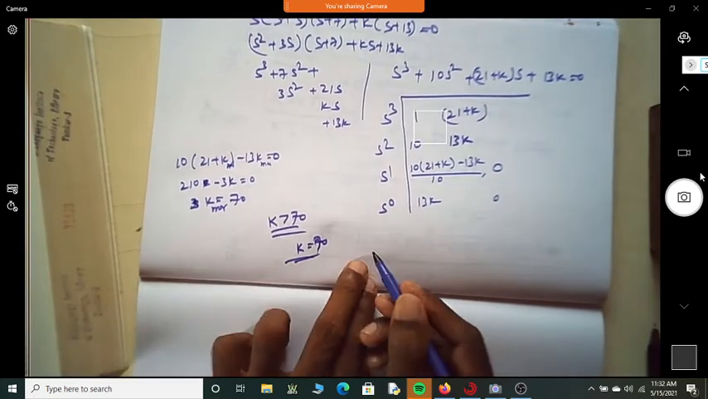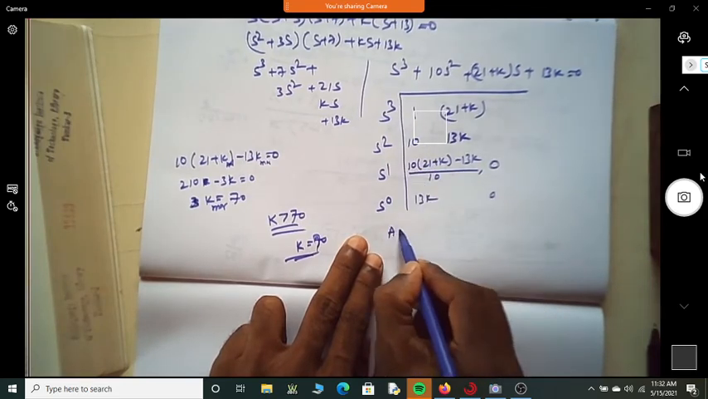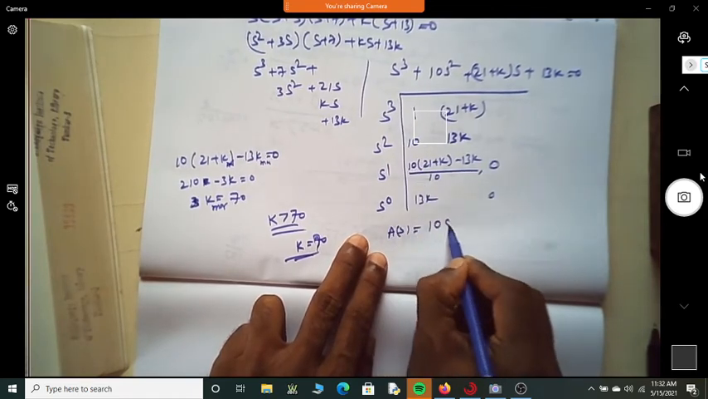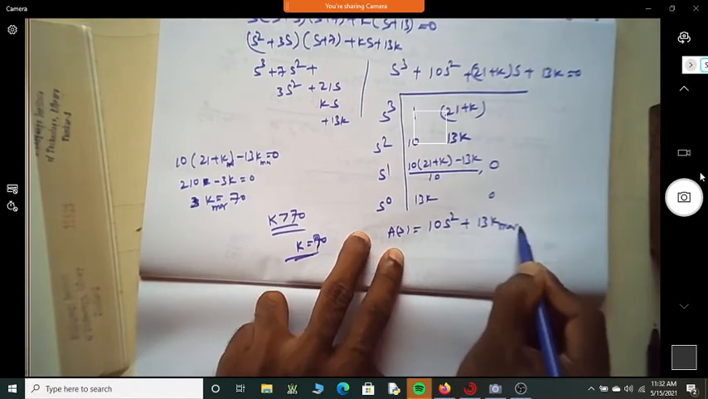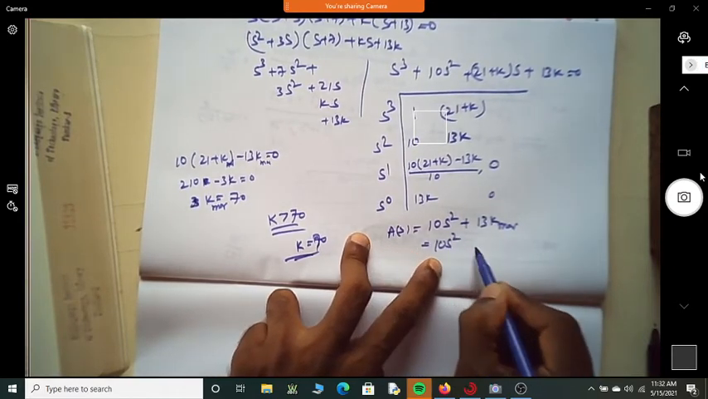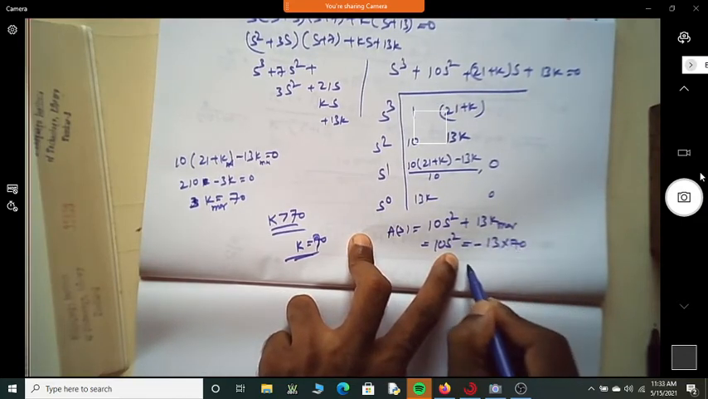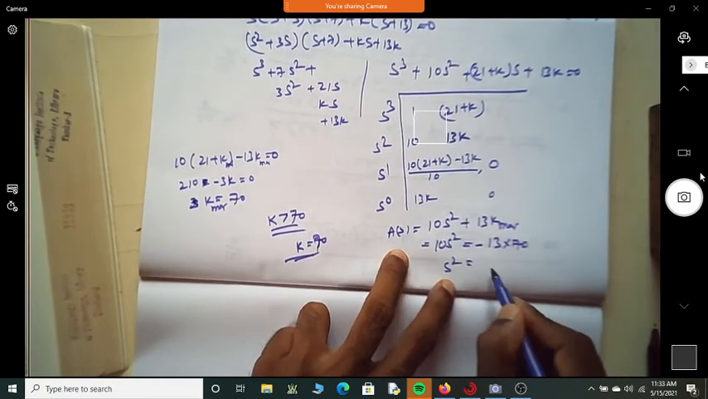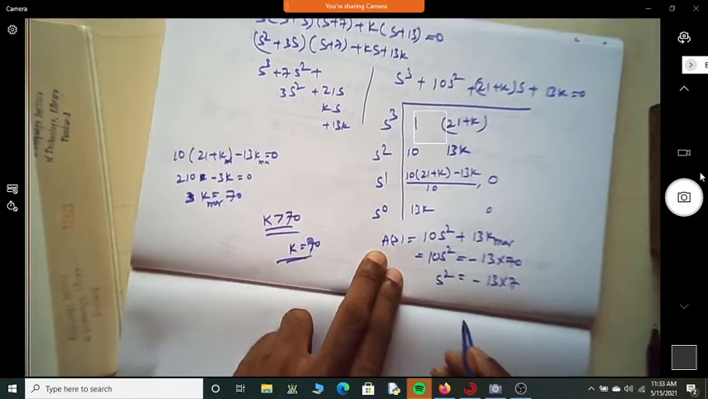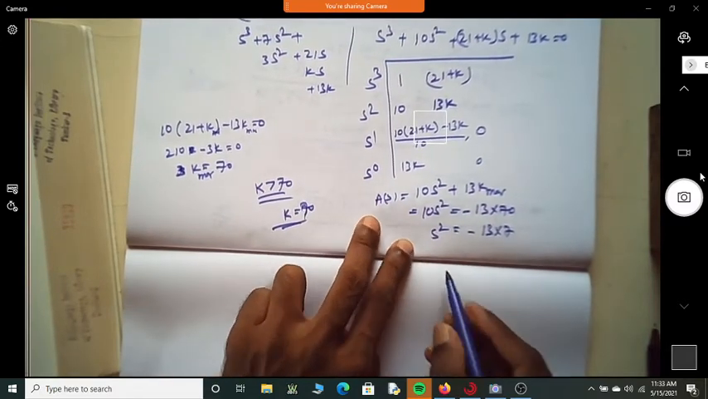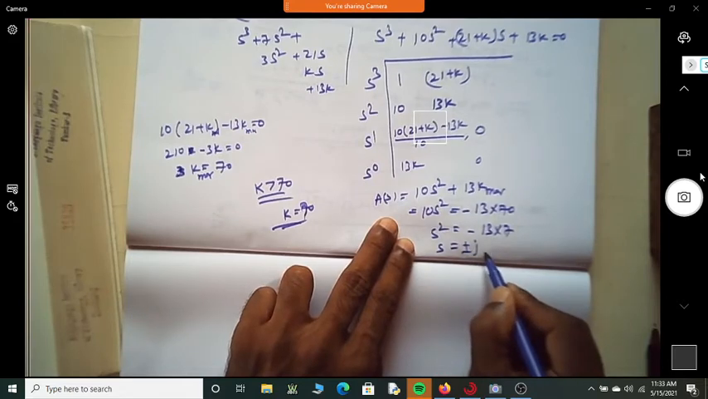The system is oscillatory, with what frequency? Now, what is the auxiliary equation? It is 10 S square plus 13k. So 10 S square is equal to minus 13 into 70. Correct? How much is S square? Minus 13 into 7. Correct? How much is S now? Plus or minus j root of this.